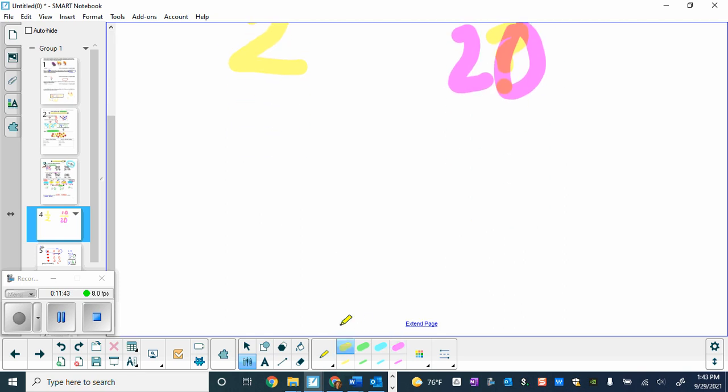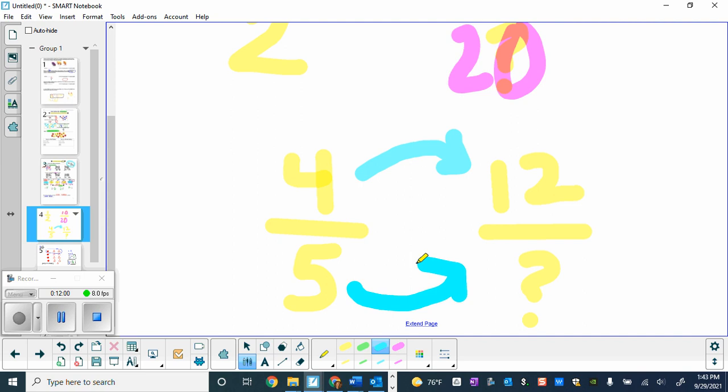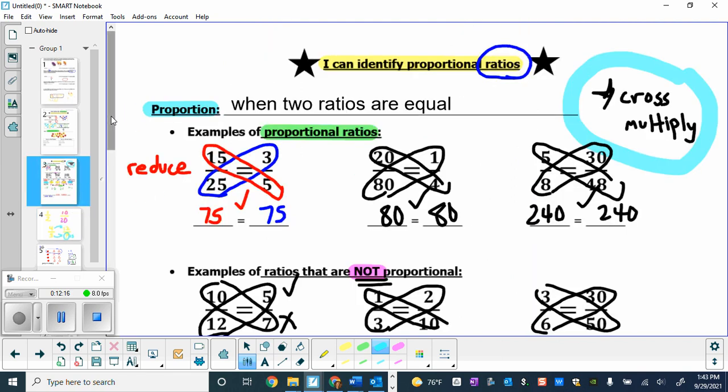Let's try another one. What if you saw a 4 out of 5? And this turned into a 12. I want to know what this would be. Well, this one is 3 times bigger. So this should be 3 times bigger, which makes this a 15. That would be a 15. Okay? So what we're going to do right now is practice how to find a missing number. And that missing number could be in any one of these spots. And so that's why I've got 4 different examples that I'm going to walk you through right now.